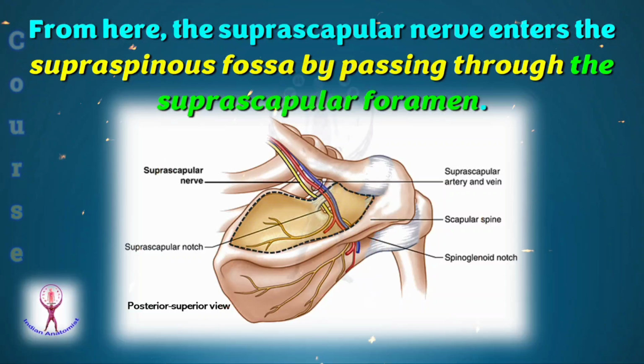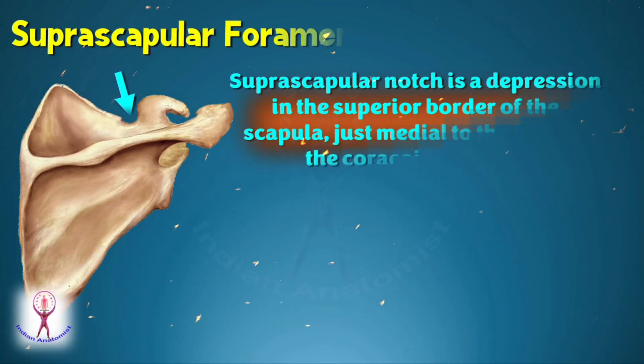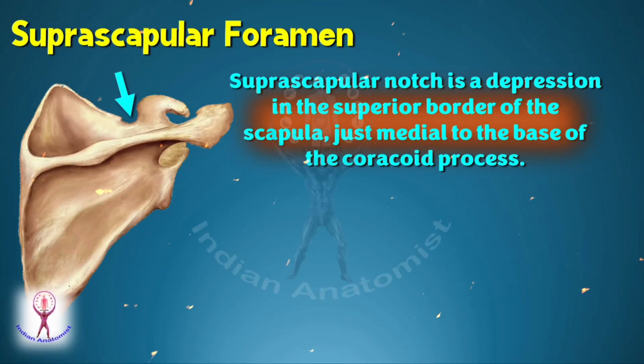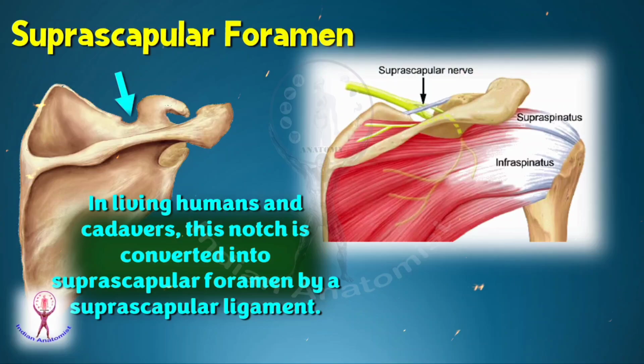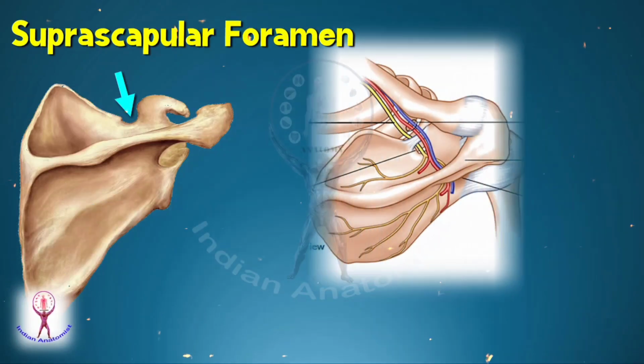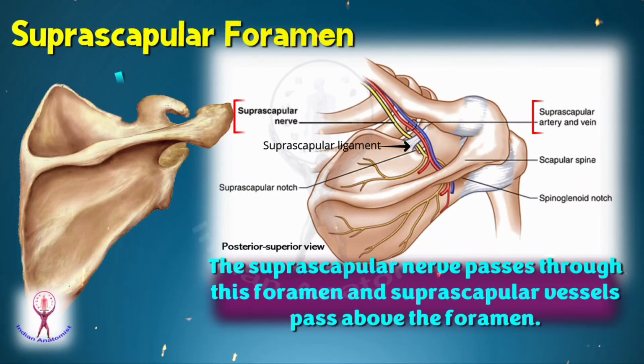Before continuing the course of suprascapular nerve, let me tell you about the suprascapular foramen. What is suprascapular foramen? There is a shallow or deep notch present on superior border of scapula, just medial to the root of coracoid process. In living individuals and cadavers, this notch is converted into suprascapular foramen by the suprascapular ligament. Through this foramen, the suprascapular nerve passes, whereas the suprascapular vessels pass above this ligament.